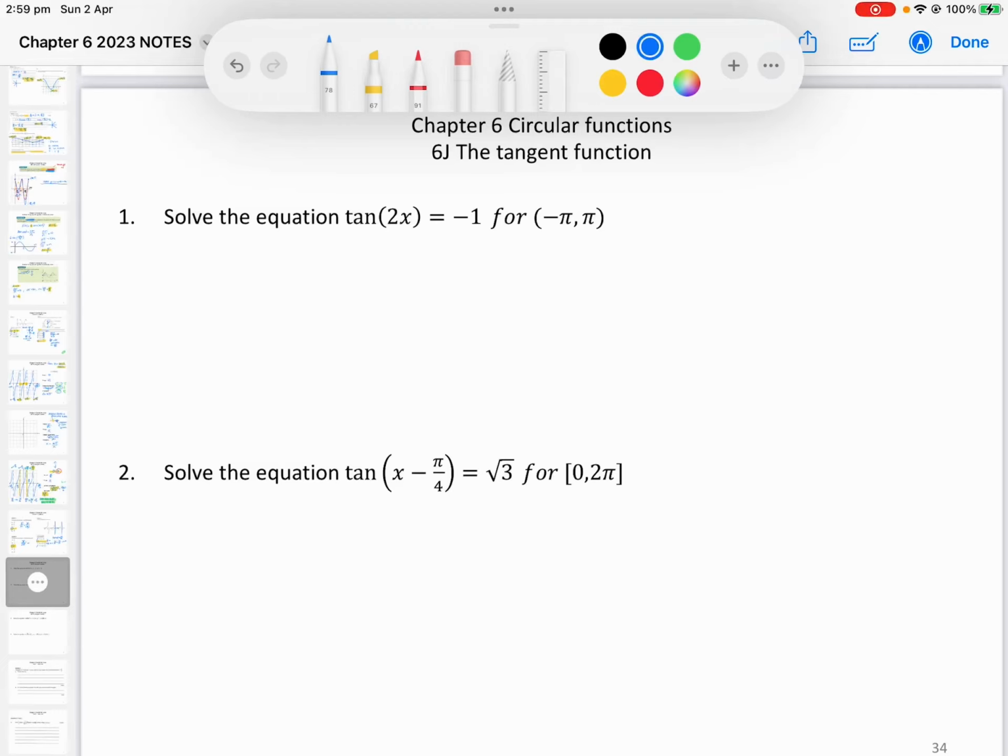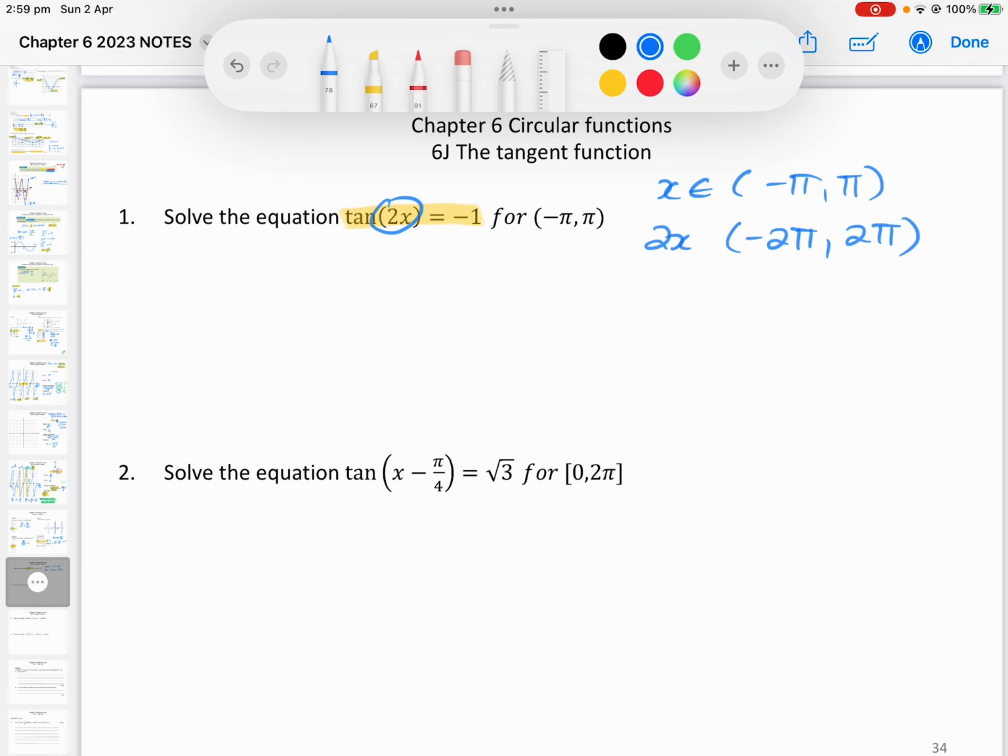Let's finish off the notes for 6J. They work much the same as we do for sine and cos. There's not much difference at all. So we've got tan 2x is minus 1. So if x is between negative pi and pi, we're going to have to do 2 laps for 2x. So we're going to look for solutions between negative 2 pi and positive 2 pi.